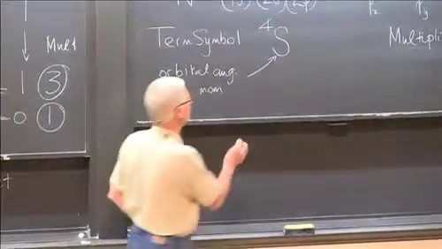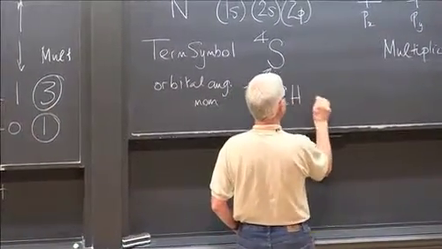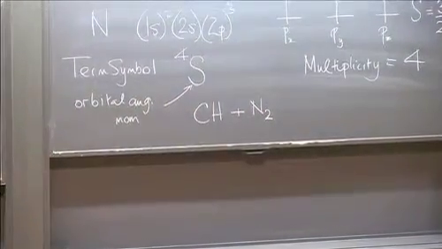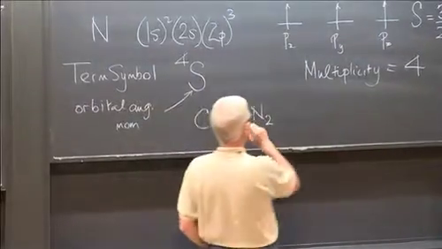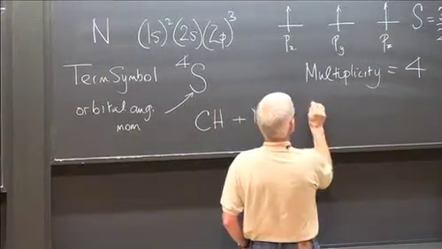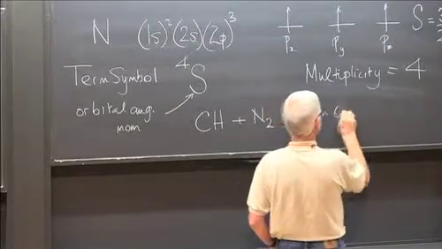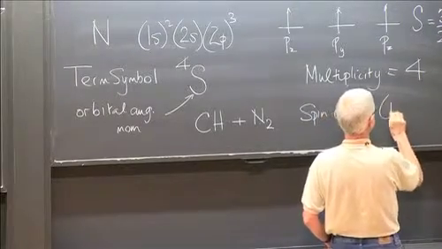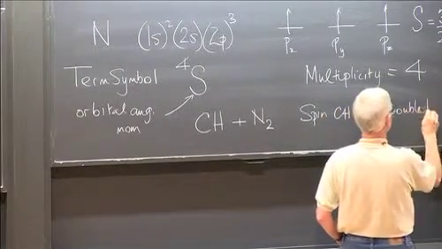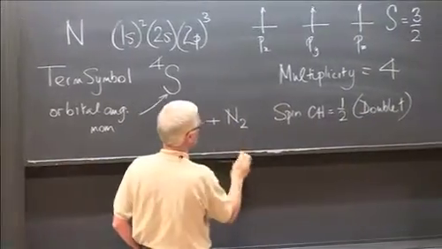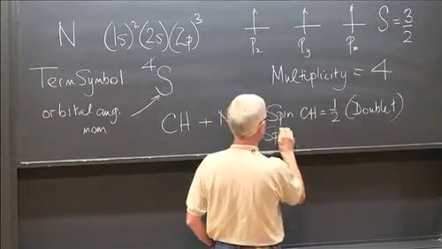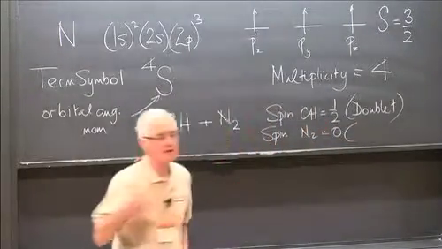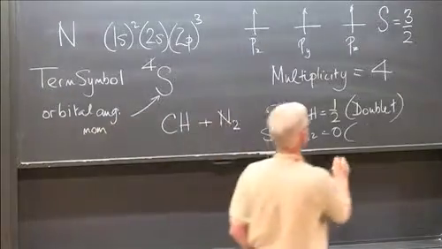What we've got is CH reacting with N2. The spin of CH is equal to a half. In other words, it's a doublet state. And the spin of nitrogen is equal to 0. 2 times 0 plus 1 is 1. It's what's called a singlet state.